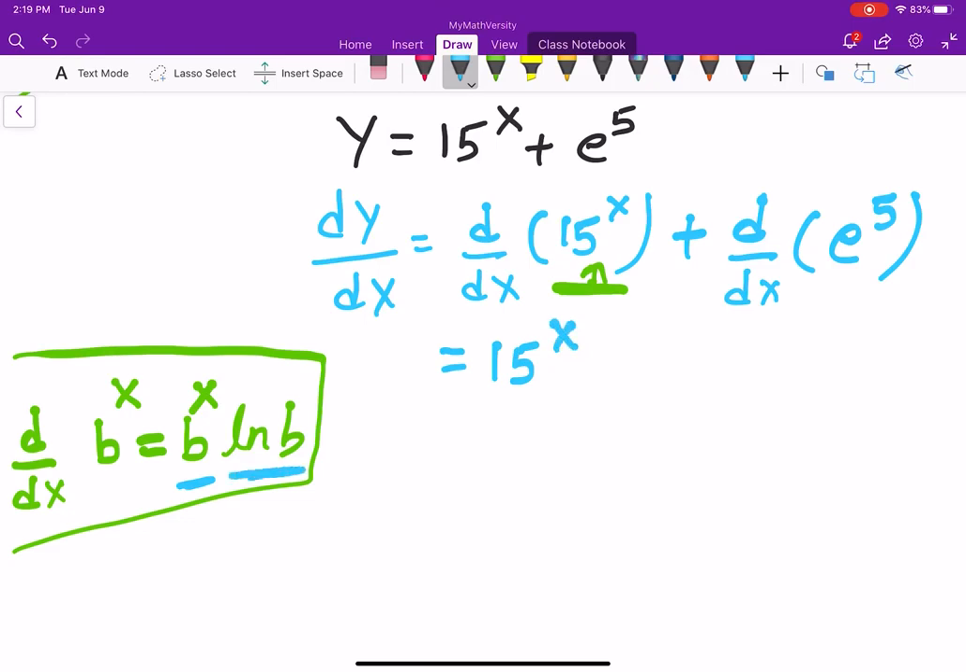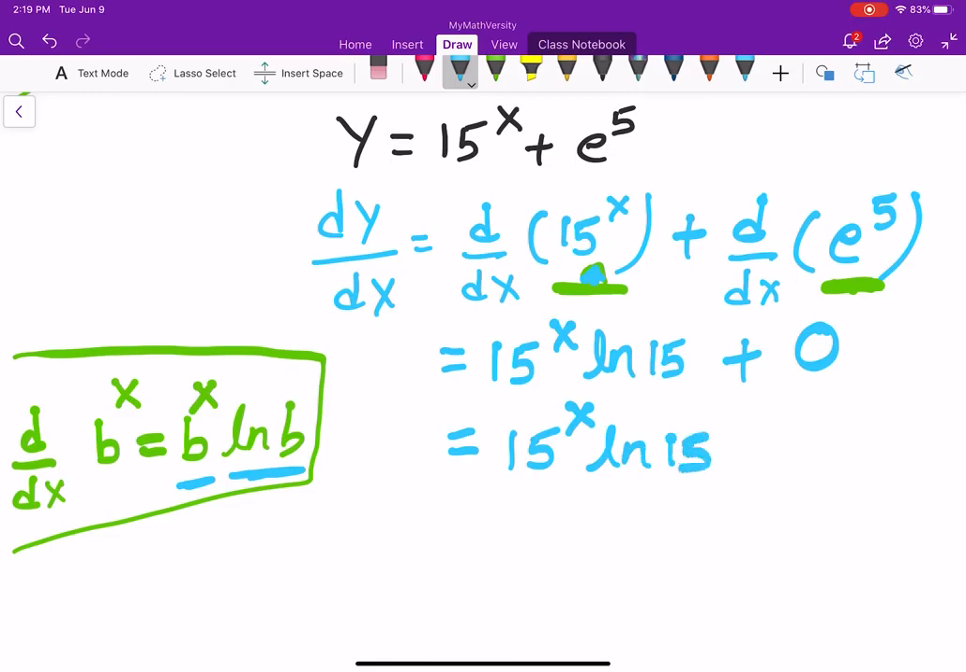The base of this general exponential function is 15, so in that case I can just write down ln of 15 plus how to find the derivative of e to the power 5. Do we use the derivative of the exponential function rule? No. Why? Because e to the power 5 is actually just a constant. So if that is just a constant, then the derivative of the constant is just 0. So just write down 0 then. So the derivative of the given function is 15 to the power x times ln of 15. And this is the derivative of the given function.